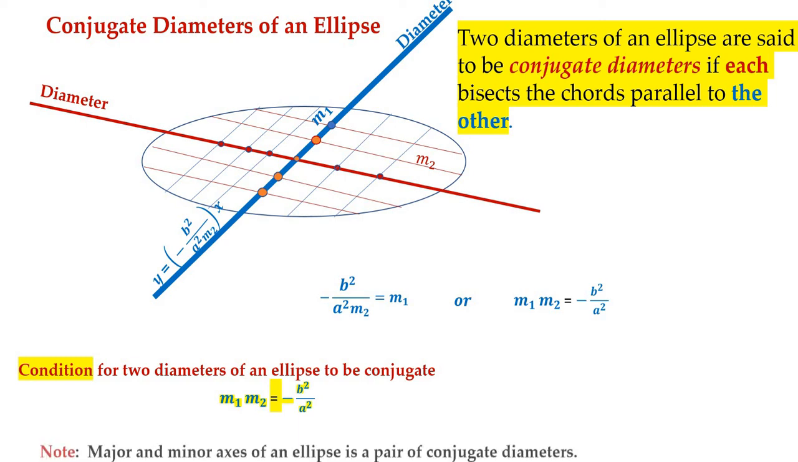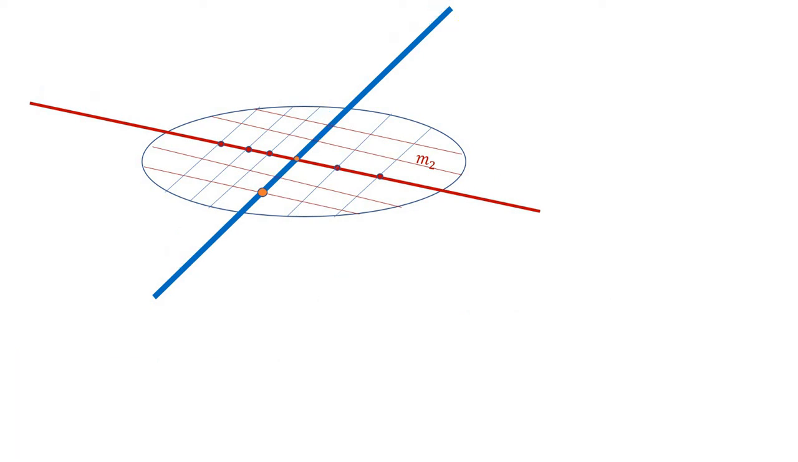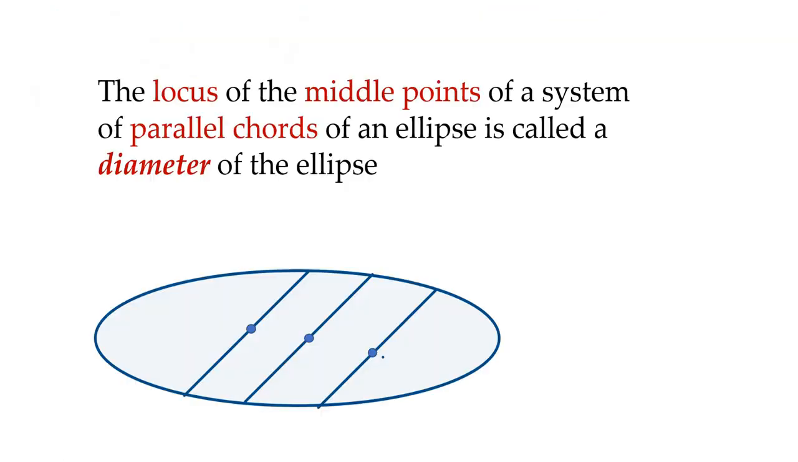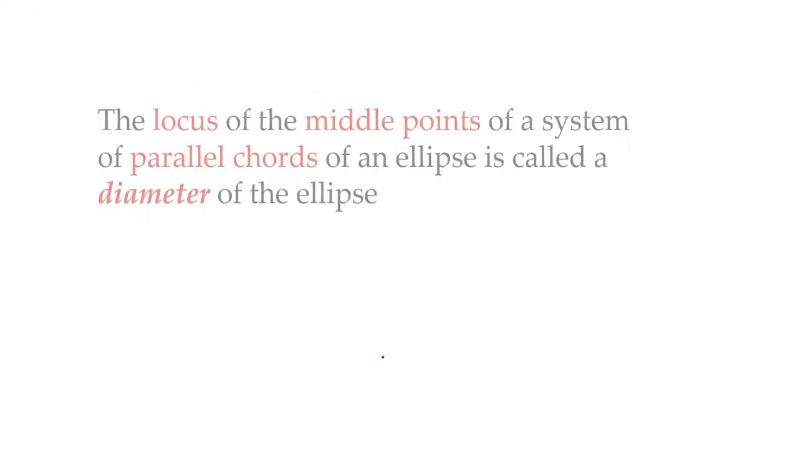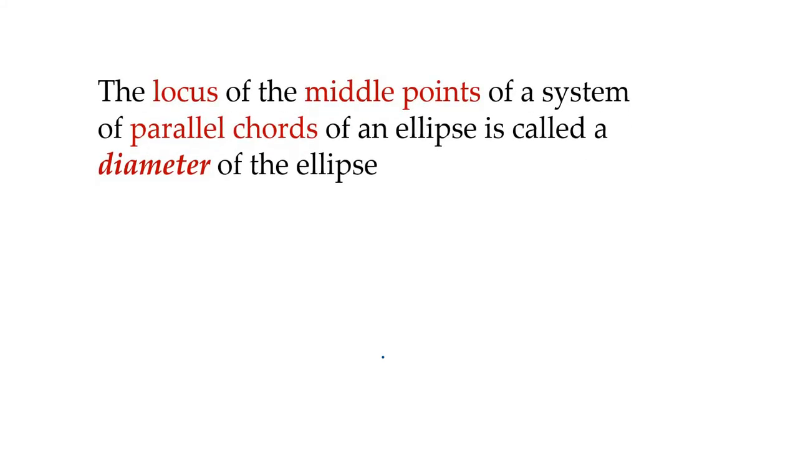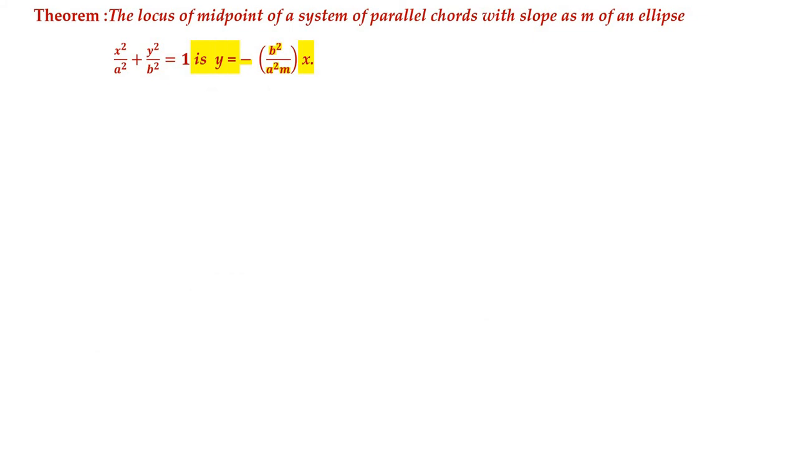Now we can easily note that the major and minor axes of an ellipse are a pair of conjugate diameters. So what we had is we considered the ellipse, and then we had diameters and conjugate diameters of an ellipse. The locus of midpoints of a system of parallel chords of an ellipse is called a diameter. So we considered a system of parallel chords and then their midpoints, and the locus is nothing but the diameter. Then we arrived at the equation.